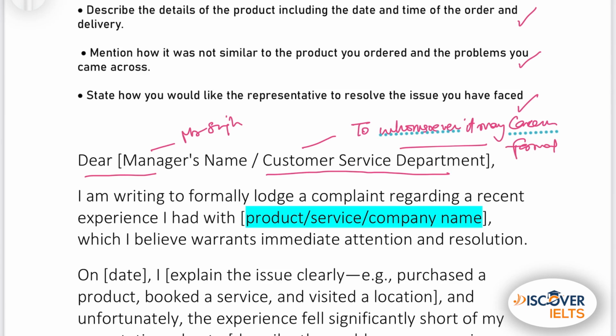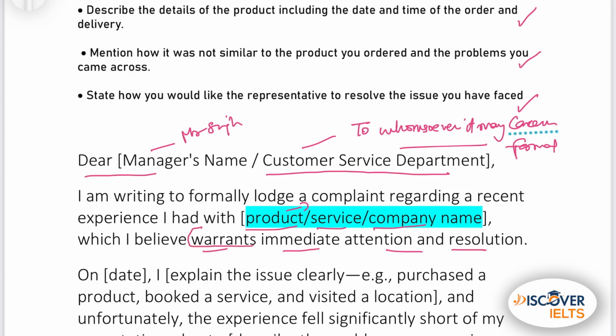So let's talk about the opening statement. I am writing to formally lodge a complaint regarding a recent experience I had with. Here you can put the name of the product, for example, laptop, or service related to cafeteria service or name of the company, etc., which I believe warrants immediate attention and resolution.